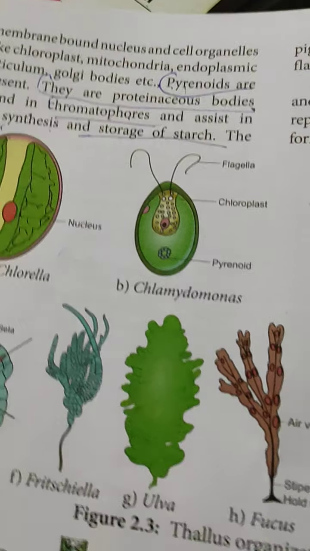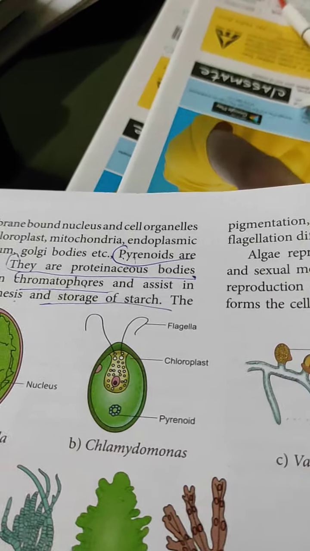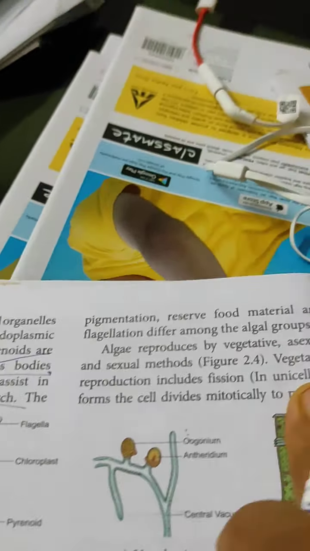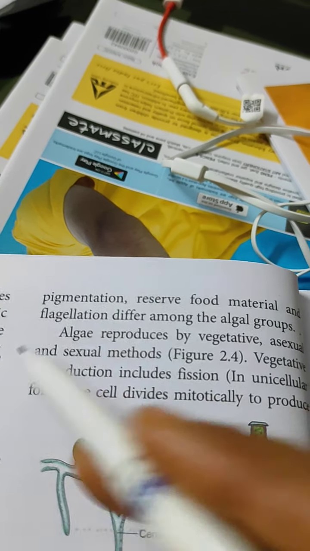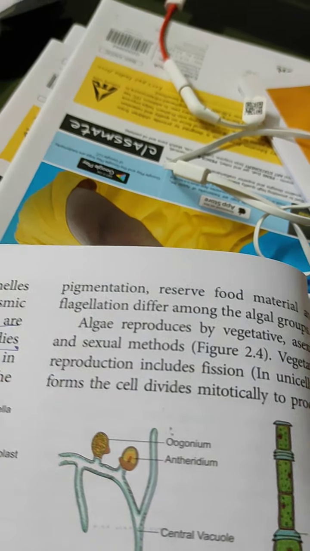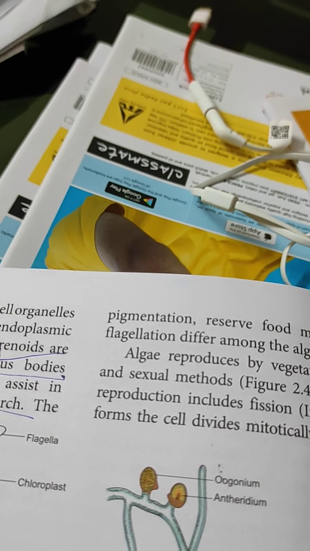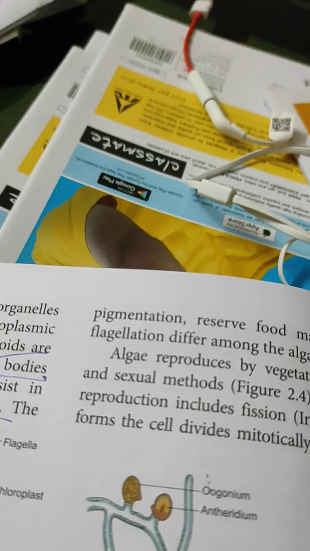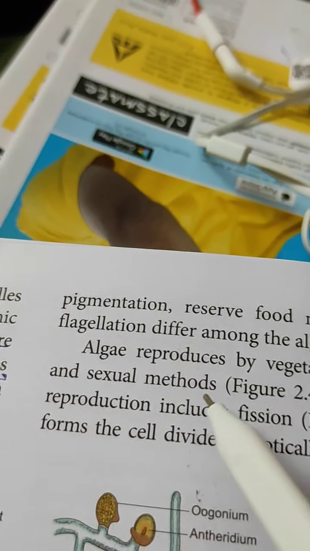Now next, the pigmentation. Pigmentation, reserve food material, and flagellation differ among the algal groups. What type of pigments are present? Accordingly, the algae are classified. Reserve food material also, whatever we will be discussing, these three criteria are important: pigmentation, reserve food material, and whether the motile forms are present or not. Motile forms, zoospores are there or not, flagella are there or not in any part of their plant's body.